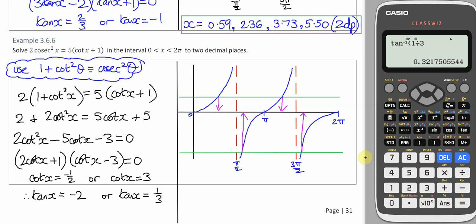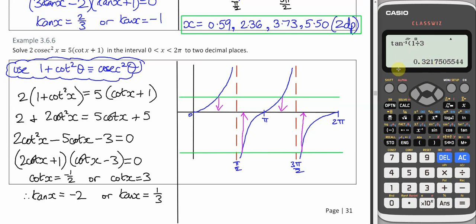I'm going to go inverse tan of a third on the calculator. Question says 2 decimal places. I'm not going to be timesing this number by anything, so I'm going to round it now. 0.32. That's that one there. That is between nothing and a half pi. Remember, pi's are just a bit bigger than 3, so a half of pi is going to be a bit bigger than 1.5, so that fits in there.